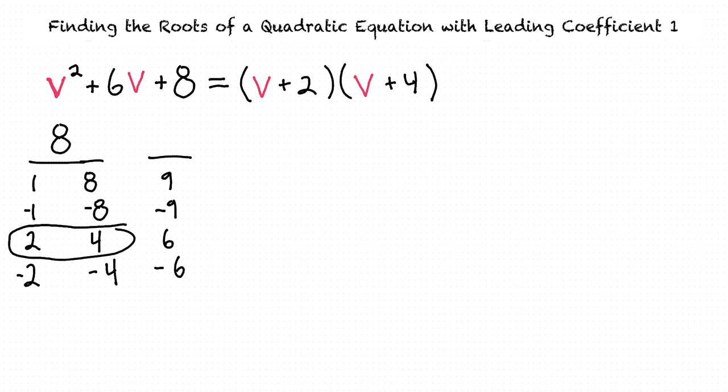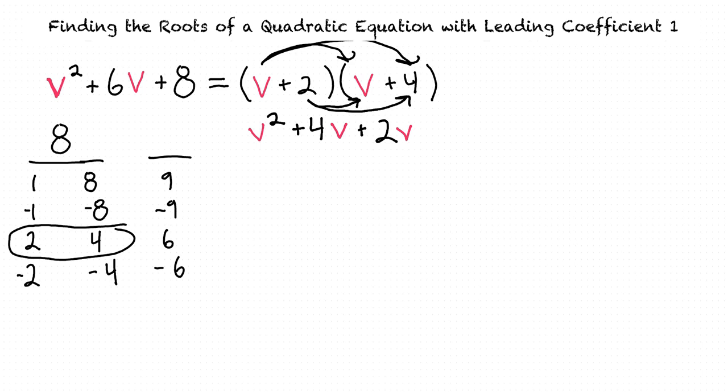If we do this, our first term would be v times v, which is v squared. Then we would have v times 4, which is 4v. Next we multiply 2 times v to get plus 2v. And finally our final term is 2 times 4, which is plus 8. If we simplify this, we get v squared plus 6v plus 8, which matches our original equation, telling us that this factorization is correct.